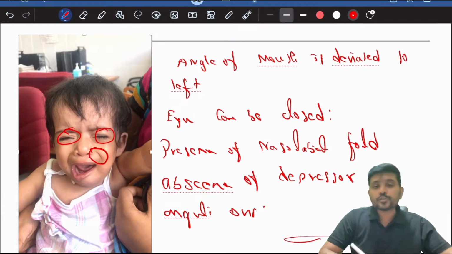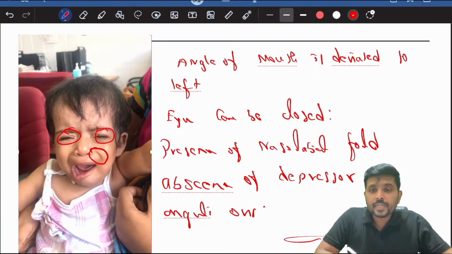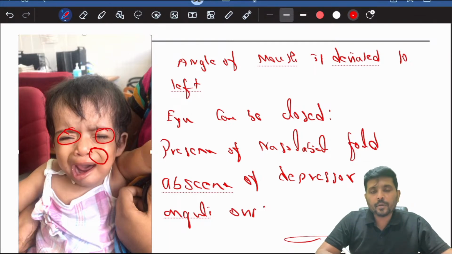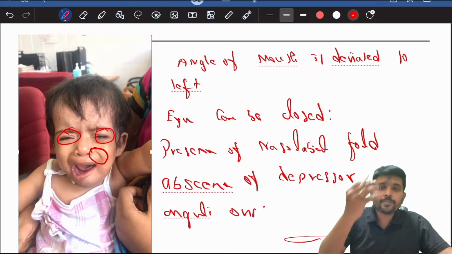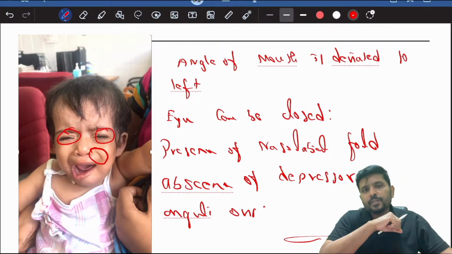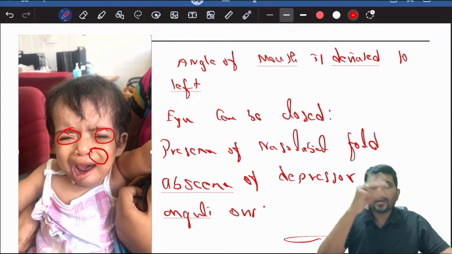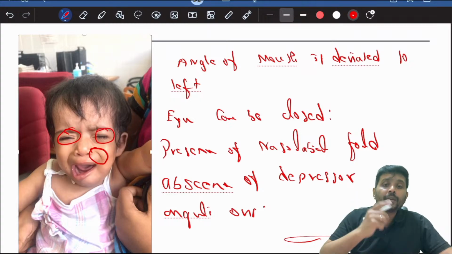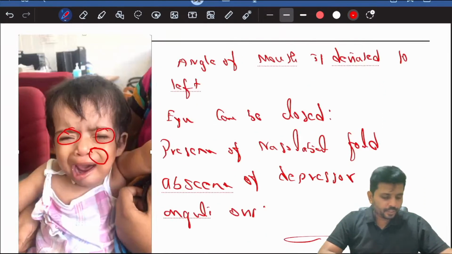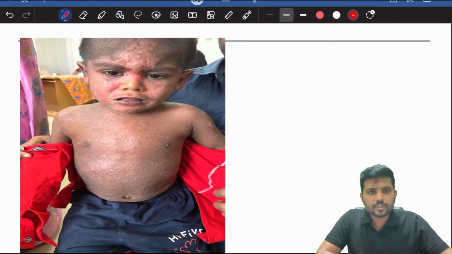So this is the most important differential diagnosis for a child with deviation of angle of mouth. In facial nerve palsy, the eye on the affected side cannot be closed, and there will be loss of nasolabial fold. Whereas in absence of depressor anguli oris, eyes can be closed and the nasolabial fold will be intact.